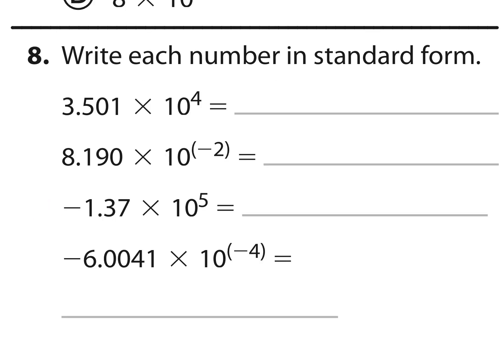Number 8 says to write each number in standard form. So they're given in scientific notation. I want to write them in standard form. So I'm just going to look at my decimal value for this first one, 3.501. We want to move 4 decimal places, and this will be a large number. So to make this number a large number, I'm going to go to the right. 1, 2, 3, 4 places. I need a 0 placeholder, and then just write the number, 35,010.